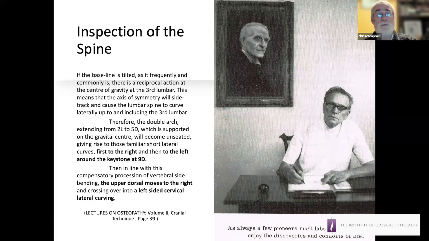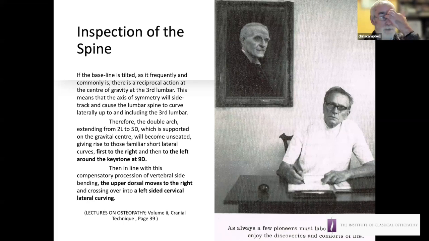Then he adds in another piece of mechanics, the double arch, that's central arch 2D to 5D to 2L, which is supported on the center of gravity, and it becomes unseated. So that's the powerhouse in the spine, and it becomes unseated. And when it becomes unseated, the whole sympathetic side of life within the body, the powerhouse within the spine, becomes unstable in some way, and the body has to find a new balance within it.